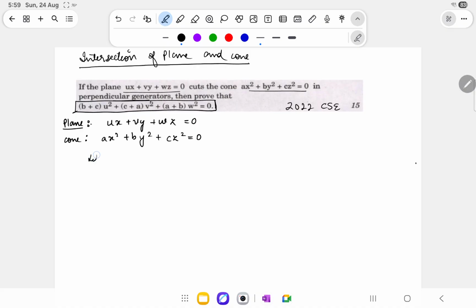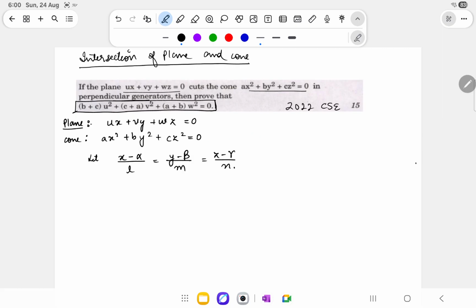So let the equation of the generator be (x minus alpha) upon l equals (y minus beta) upon m equals (z minus gamma) upon n. So let this be my equation of any generator of the cone.